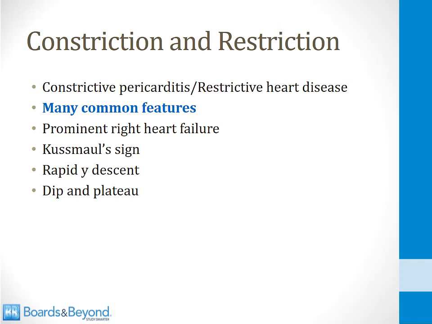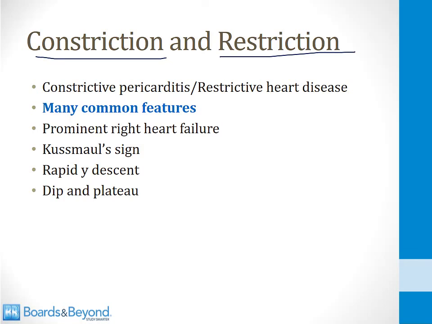I'll finish with this slide and mention that pericardial constriction and restrictive cardiomyopathy share many common features, and in clinical practice, telling the two conditions apart is very difficult. Luckily, they're both very rare. They're not going to ask you to tell them apart on the step 1 exam, but if you know that they share many common features, it's easy to recognize them in board questions.